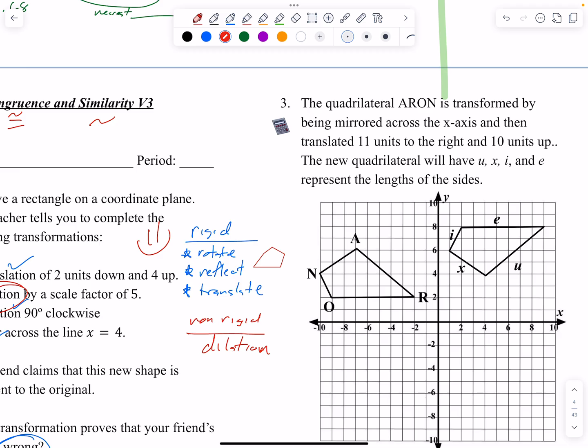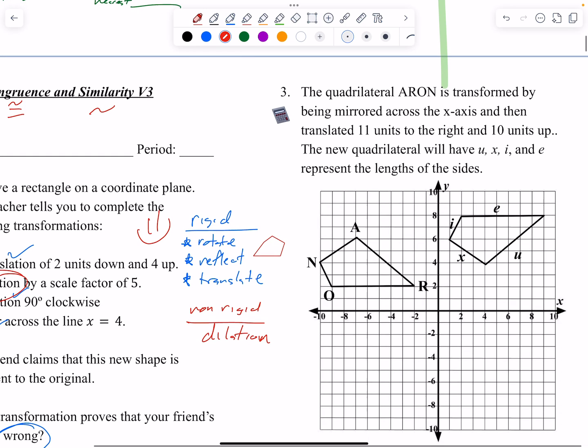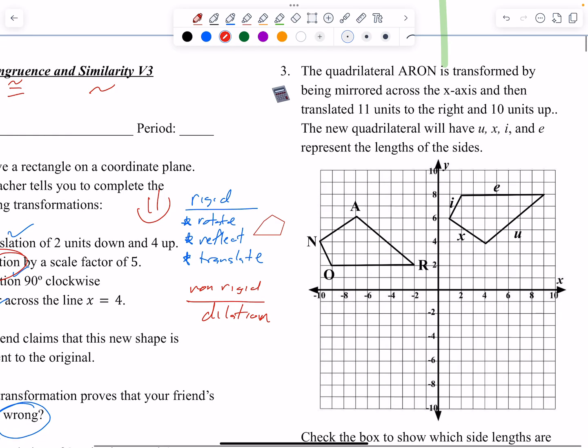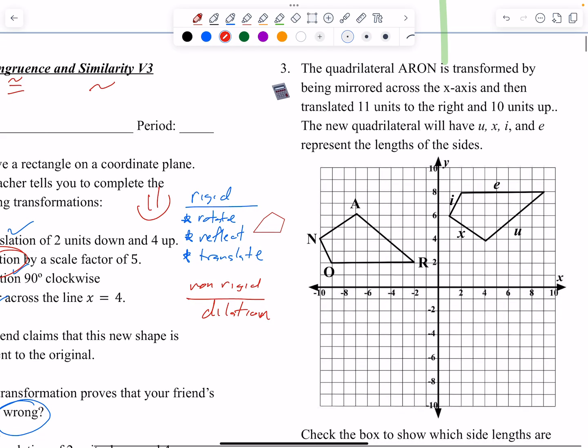The quadrilateral Aaron is transformed by being mirrored across the x-axis. So this one is this one right here. Okay, so it got mirrored across the x-axis. So it went this way because this is my x-axis. And then it got translated 11 units to the right and then 10 units up. Okay, I can see where it ended up there.